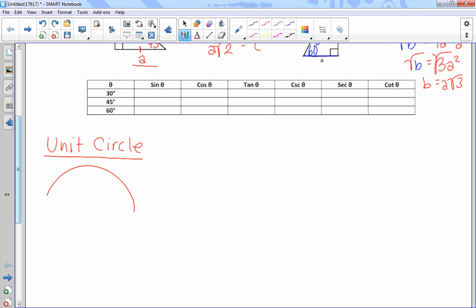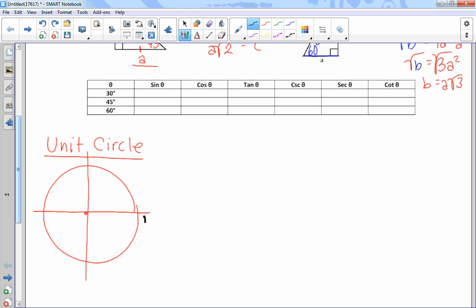So if I have a circle here, with the center right on the origin, the radius would be length 1. But it's anywhere on the circle because it's unit. Notice it's a singular word, it's not units, it's unit. So unit means 1.